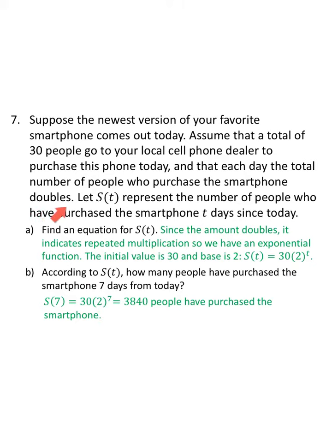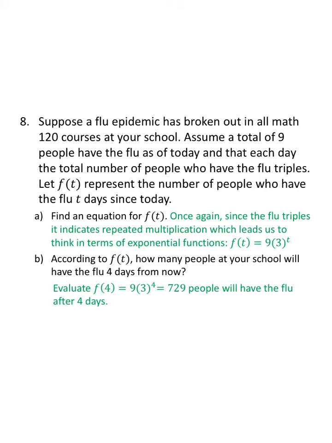So remember, it doubles. It doubles, that indicates multiplication. A problem that indicates multiplication by the same thing over and over again, that's going to be exponential, because the exponential function has a base multiplier. So let's try it again.